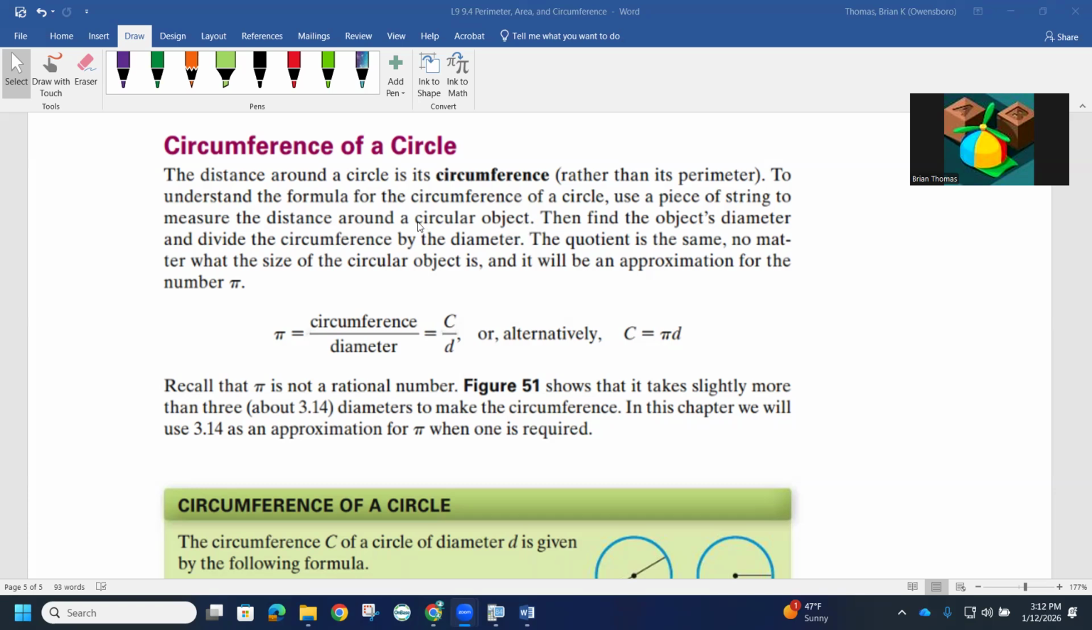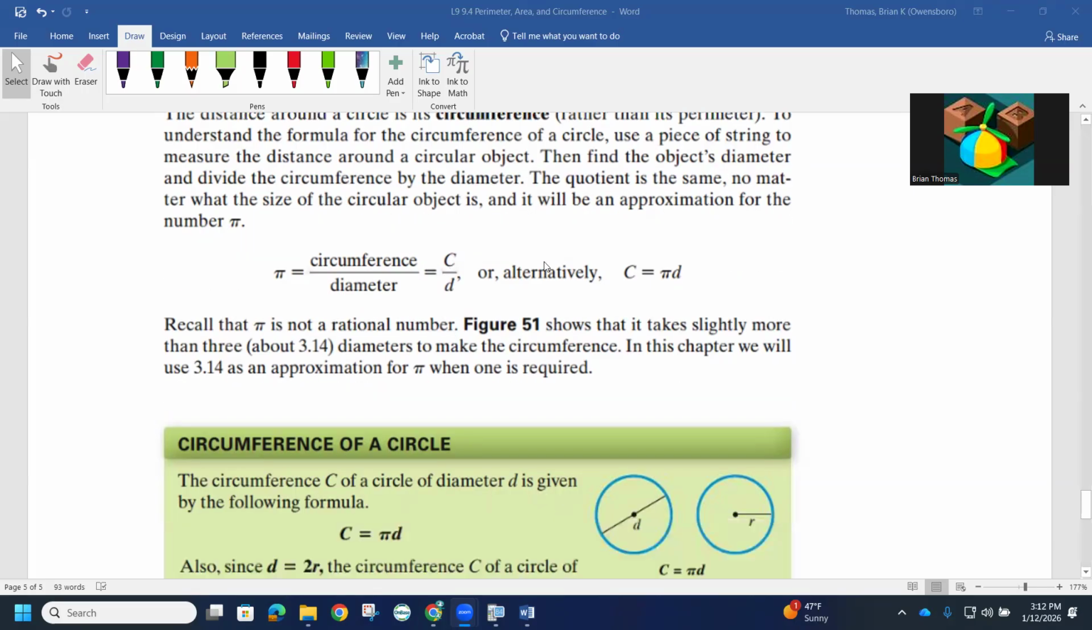To understand the formula for a circle, a lot of times we use a piece of string and we measure the distance around an object with a piece of string, and we can kind of see that relationship. So I will do that here in a second, but notice how one of the relationships we'll discover is if you measure the circumference with that piece of string and actually get that distance, if you divide it by the diameter, what you come up with is this number pi.